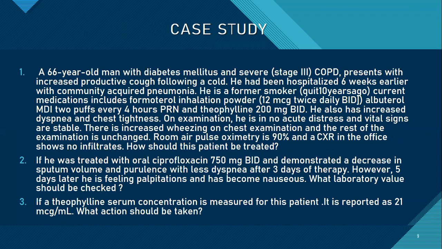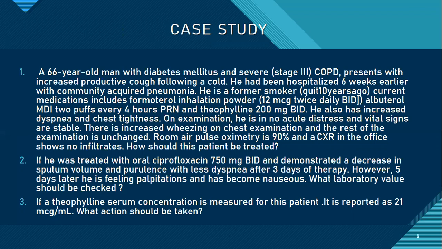Now we have a case study of a 66-year-old patient with diabetes mellitus and prospective stage 3 COPD. He has an increased productive cough following a cold. He has been hospitalized for 6 weeks with community-acquired pneumonia. He is a former smoker. Current medications include formoterol, theophylline, and albuterol. He has increased dyspnea and chest tightness.